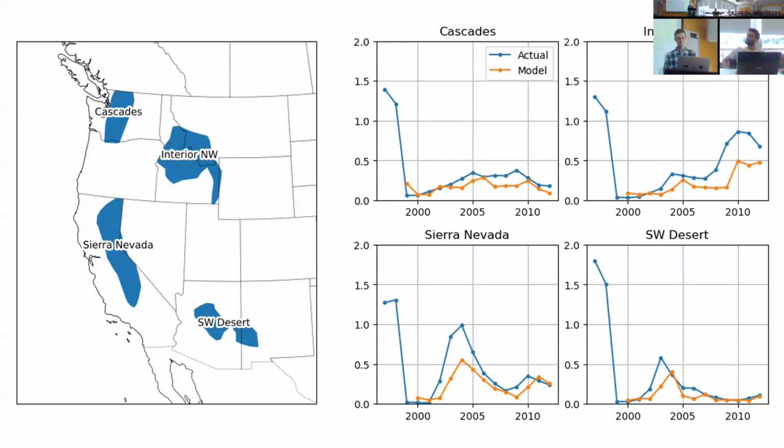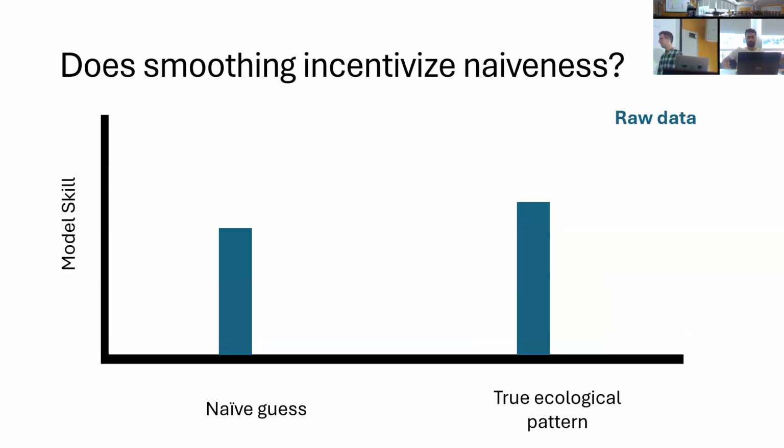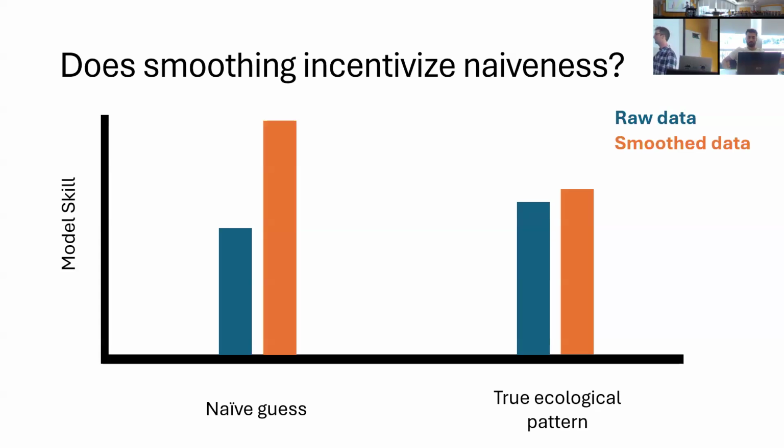So one question I have is to come back to the smoothing question. This is a conceptual diagram of what I might be hypothesizing is happening here. Did I taint my data by smoothing it over time? It might be that for the raw data, predicting a true ecological pattern, like identifying the relationship between fire and precipitation and mortality and all these other things, does only a little bit better than the naive guess, just because of the difficulty of this problem. But then by smoothing the data, I'm really incentivizing naivety as opposed to doing the true ecology.